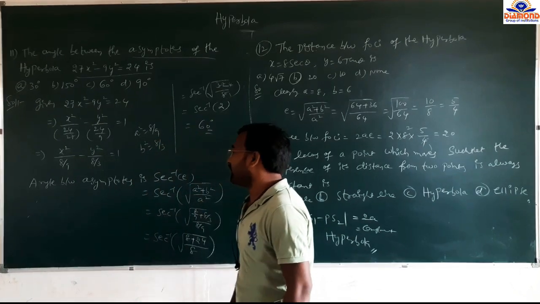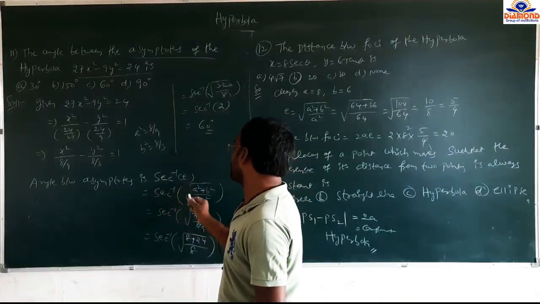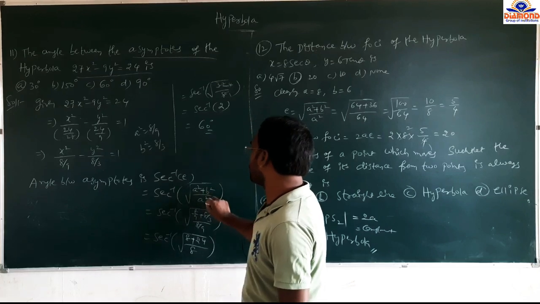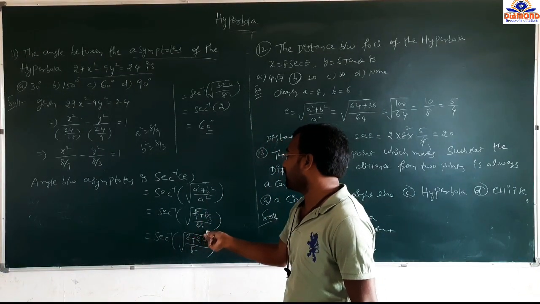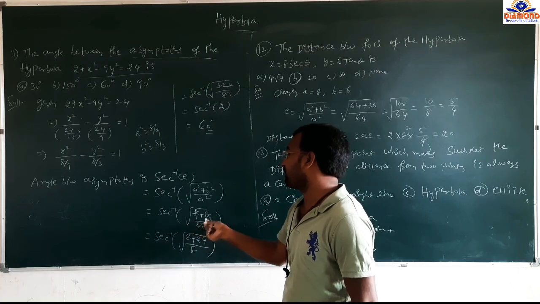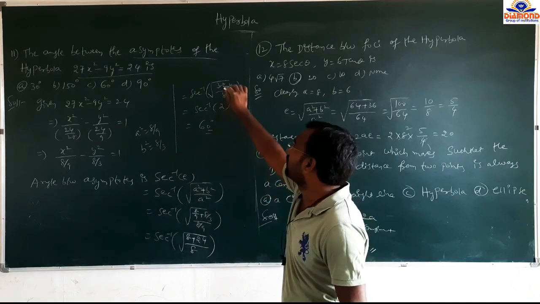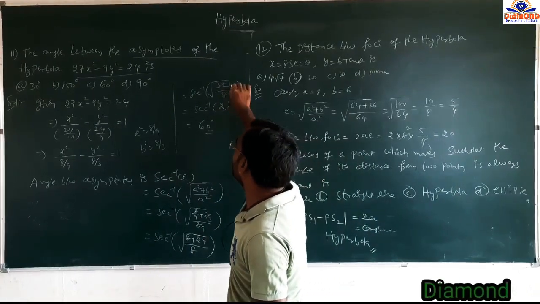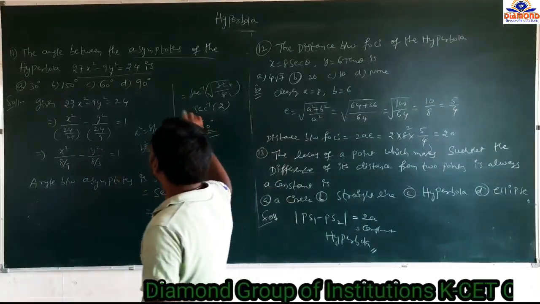So angle between asymptotes is secant inverse of e. Secant inverse of e, where e is eccentricity, root over a square plus b square by a square. So root over 8 by 9 plus 8 by 3 by 8 by 9. LCM here 9. So 8 plus 24 by 8, 32 by 8. 32 by 8 is nothing but root 4. Root 4 value is 2. Secant inverse of 2 is nothing but 60 degrees. So option is C.